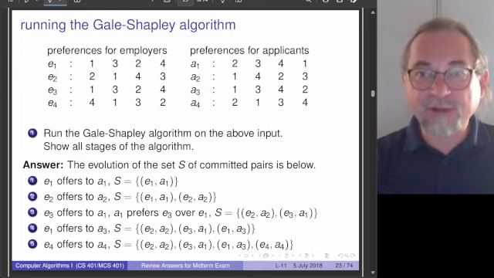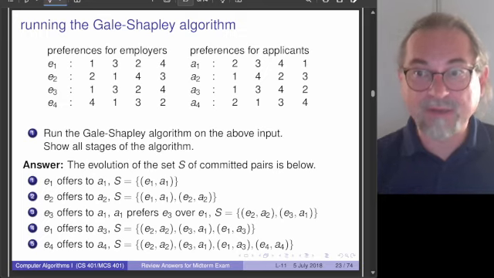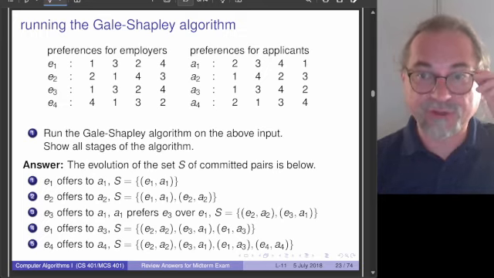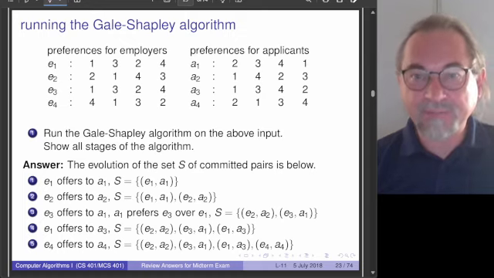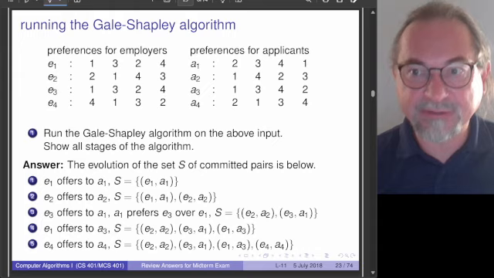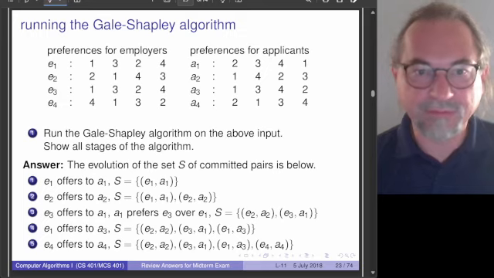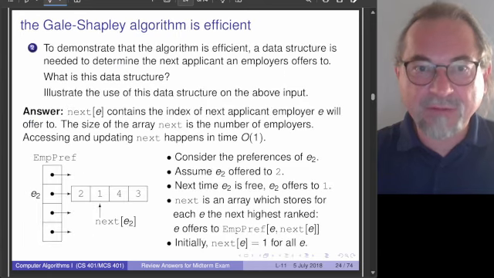Running the Gale-Shapley algorithm goes fast only if you have efficient data structures. We spent half of a lecture discussing the implementation of this algorithm, and therefore proving that this is a quadratic running time algorithm, quadratic in the number of employers and applicants, or which is number 4 here. Okay, it's a very efficient algorithm.